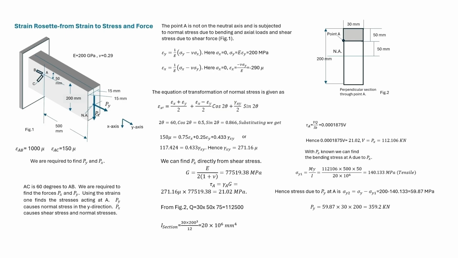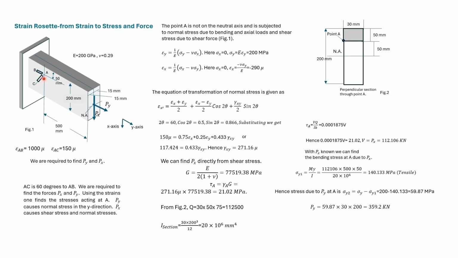Here, from strain measurement, we find out stresses and forces in a structure. We have taken a rectangular beam of dimensions 200 by 30 millimeter. One end of the beam is fixed and the other end is free. Two forces are acting at the other end. Py is a centroidal force and Px is a vertical force acting downwards. The Young's modulus of the material and Poisson's ratio are given.